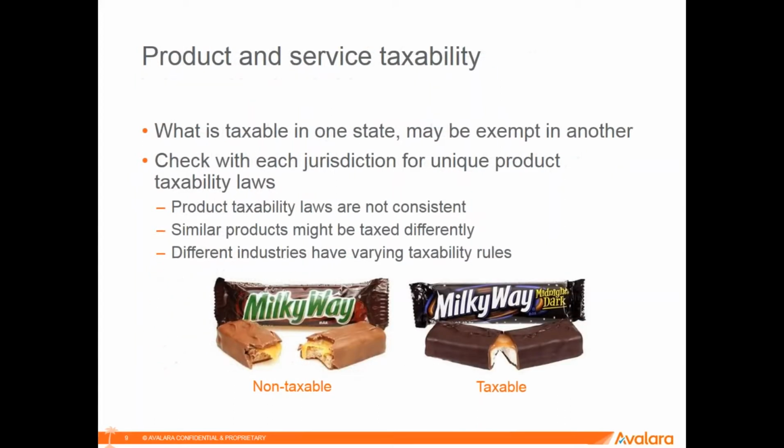And I like to use an example of a candy bar, because we're all consumers of candy bars. At some point in time we've eaten one, and when you buy it at the grocery store, we probably never noticed whether or not you were being taxed. But something just as simple as a candy bar is one small example of how taxes are applied on a product. Here we have a Milky Way.